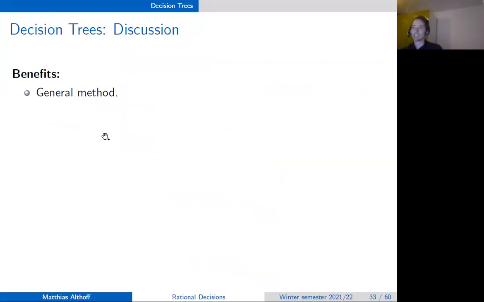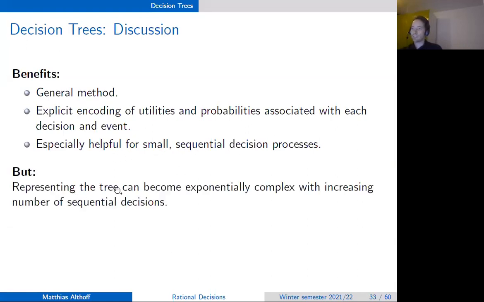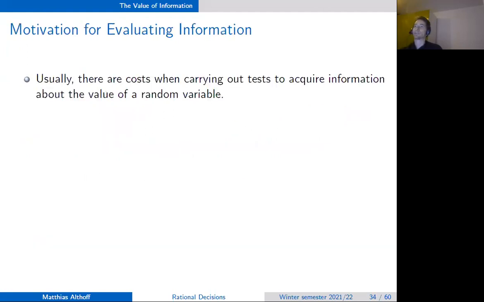Okay, so this discussion we already had. It's a very general method. It uses this explicit encoding of utilities and probabilities, so it's very transparent. It's especially helpful for small sequential decision processes, but this tree becomes exponentially complex with an increasing number of sequential decisions. And that's why we will use decision networks later in this lecture. But before, as I said, we want to talk about the value of information.